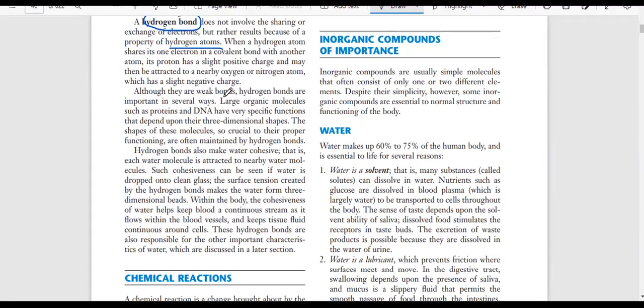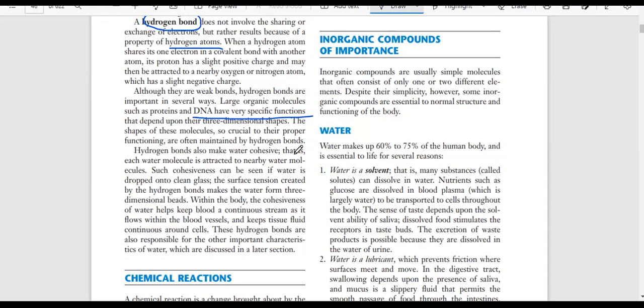Although they are weak bonds, hydrogen bonds are important in several ways. Large organic molecules such as proteins and DNA have very specific functions. They depend upon their three-dimensional shape. The shape of these molecules, so crucial to their proper functioning, is often maintained by hydrogen bonds.